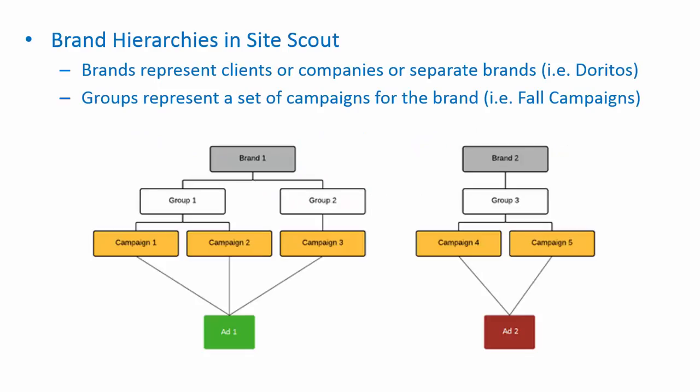Before we start, it's important to note how brand hierarchies are set up in SiteScout. SiteScout lists brands as the top hierarchy. Before getting into a campaign, you have to set up a brand. Underneath each brand, you'll have to set up at least one grouping. The groupings represent a set of campaigns for that brand.